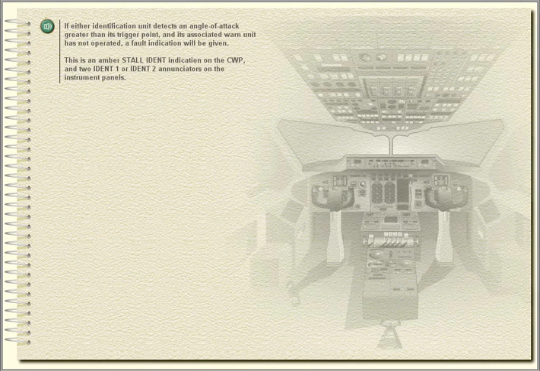If either identification unit detects an angle of attack greater than its trigger point, and its associated warn unit has not operated, a fault indication will be given. This is an amber stall identification indication on the central warning panel, and two identification 1 or identification 2 annunciators on the instrument panels.